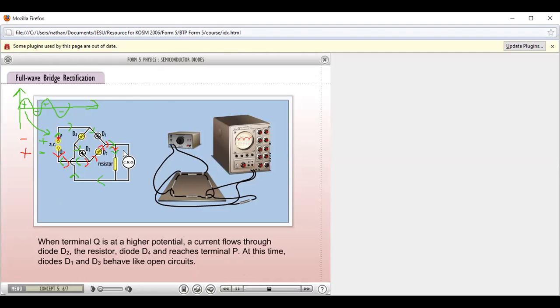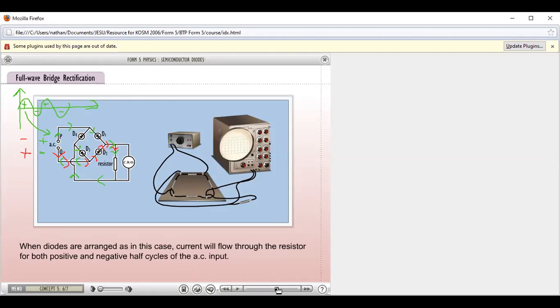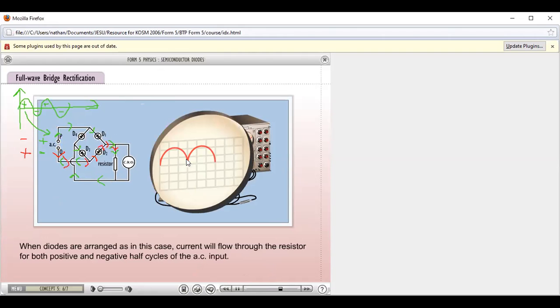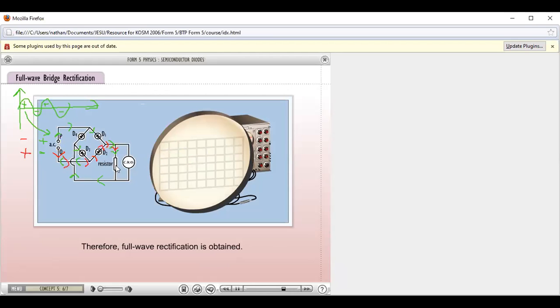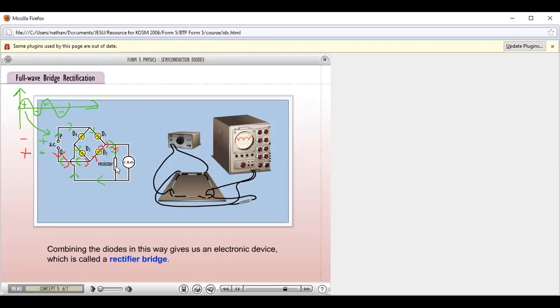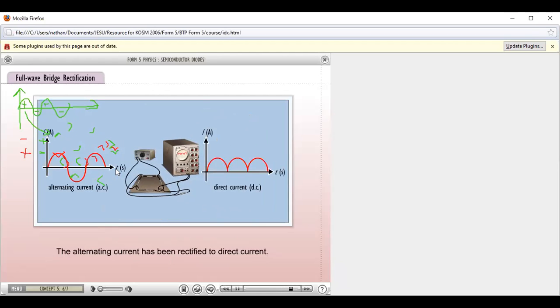That means in both cycles, the current is flowing in the same direction. So that's why you get a full wave rectification. You can see the wave: this one when P is positive, this one when Q becomes positive. Now, why is it not down here? Because both cycles are flowing in the same direction. That's why they call it full wave rectification. That means for both cycles of AC, there will be current. It is better than half wave rectification.